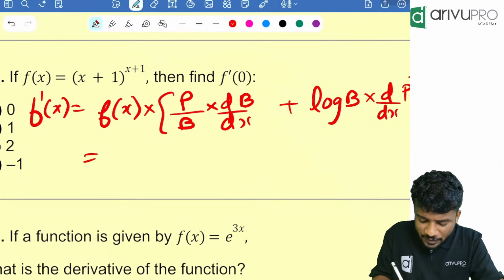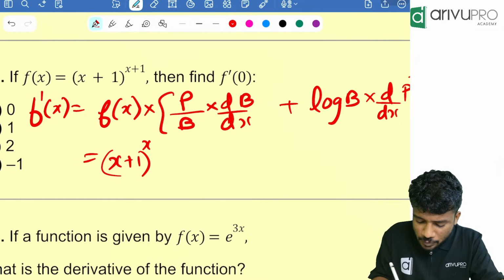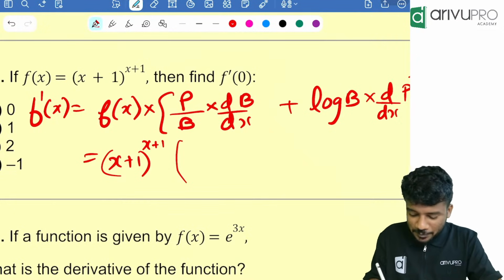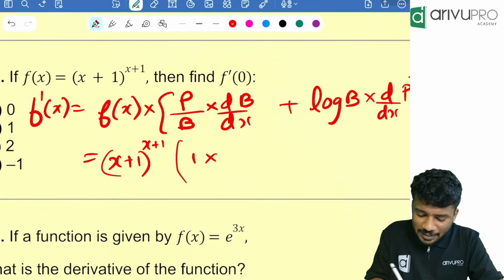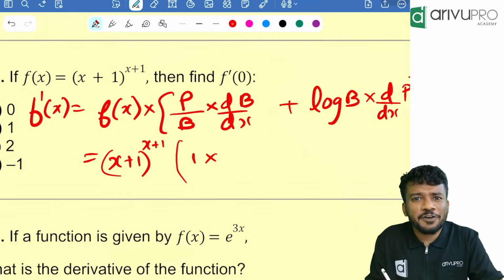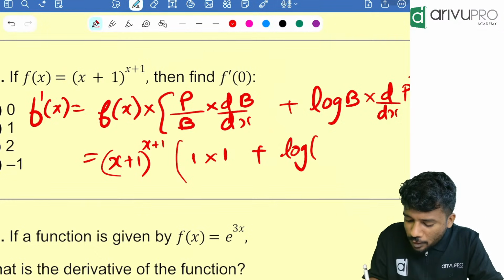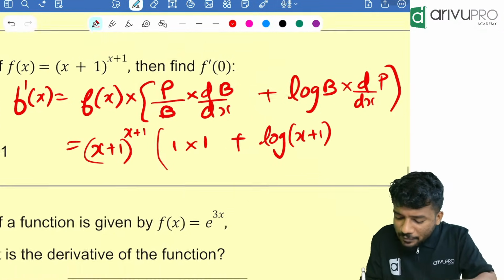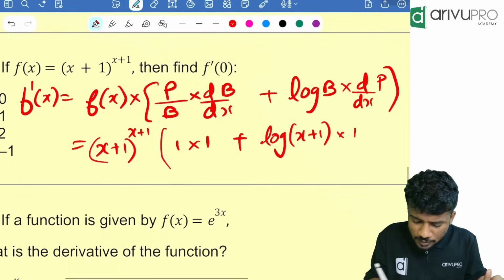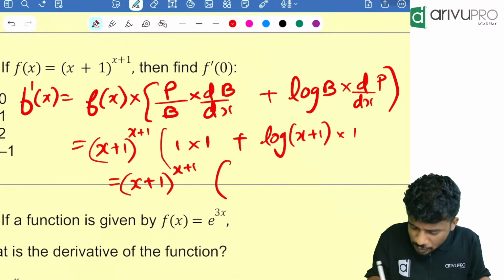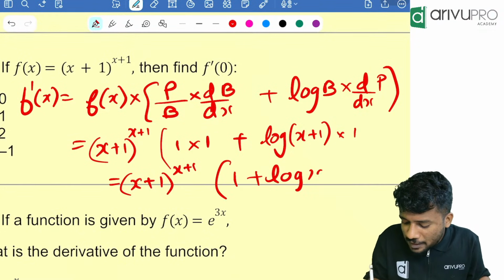So people, f of x is x plus 1 the whole raised to x plus 1. Then power by base, x plus 1 divided by x plus 1, is 1. Then the derivative of the base, x plus 1, is also 1. Then plus log of the base, which is log of x plus 1, into the derivative of the power, which is also 1. So what remains is (x plus 1) raised to x plus 1 into (1 plus log of x plus 1).